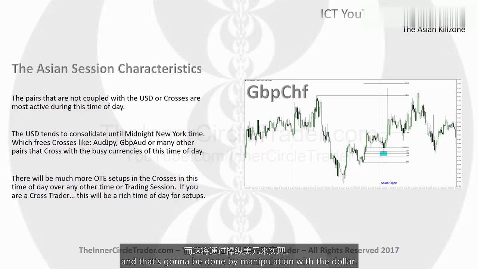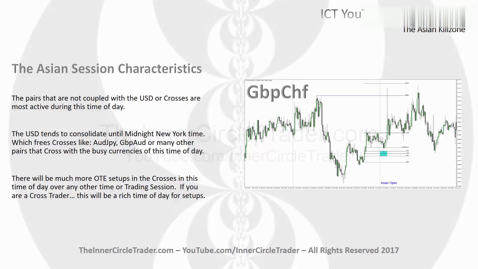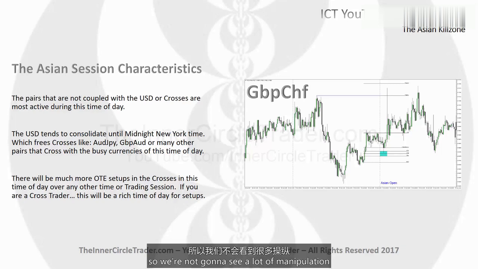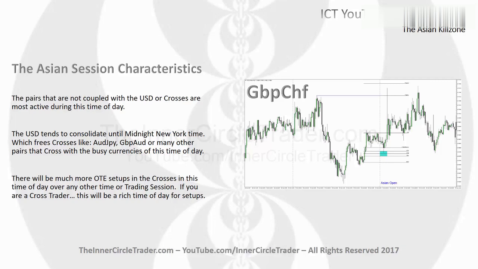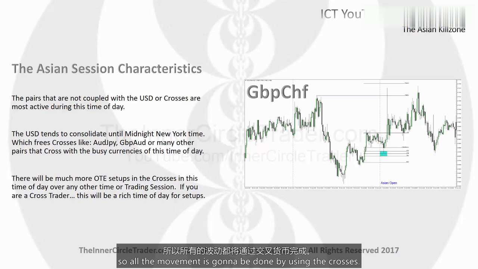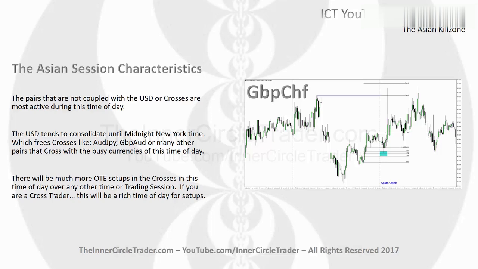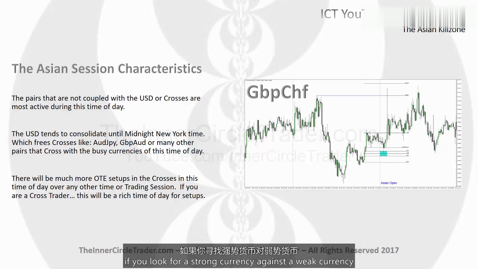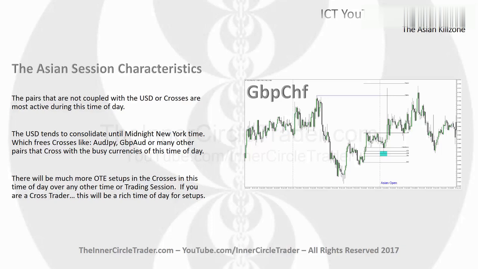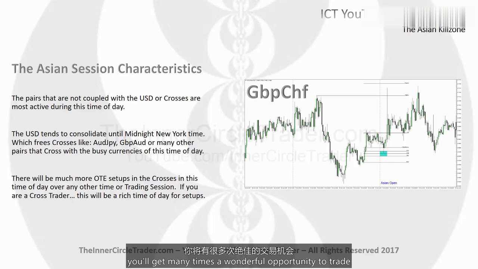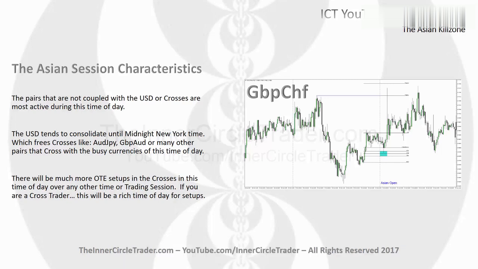Now, there are times in the day, like in London or New York, where a cross can move, and that's going to be done by manipulation with the dollar. This time of day, the dollar is usually quiet, so we're not going to see a lot of manipulation by way of the dollar. So all the movement is going to be done by using the crosses. So if you look for a strong currency against a weak currency during this time of day, and you get an optimal trade entry pattern, you'll get many times a wonderful opportunity to trade during a typical slow period of the 24-hour banking cycle.